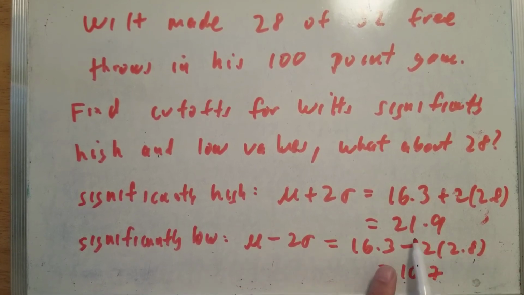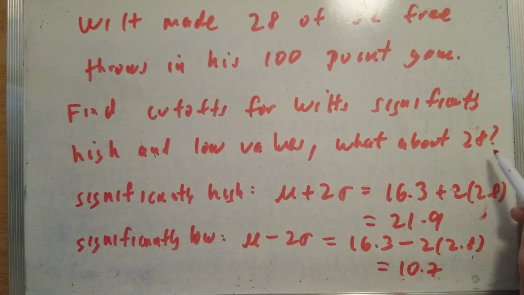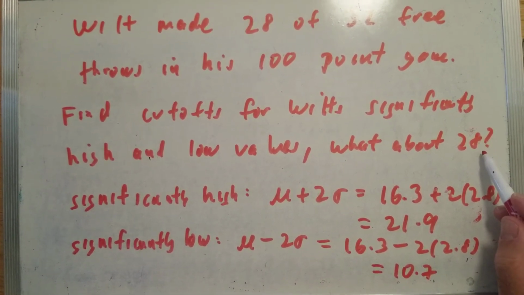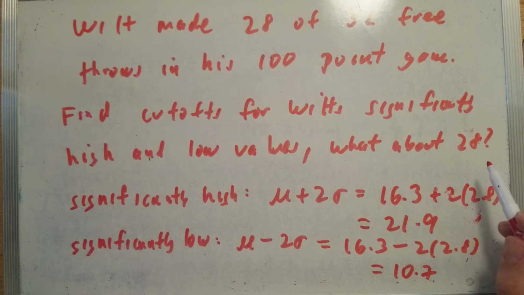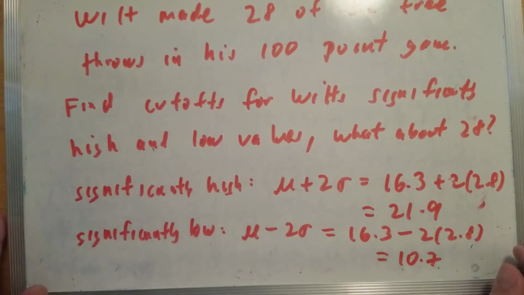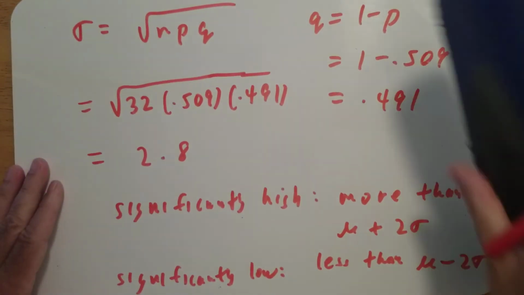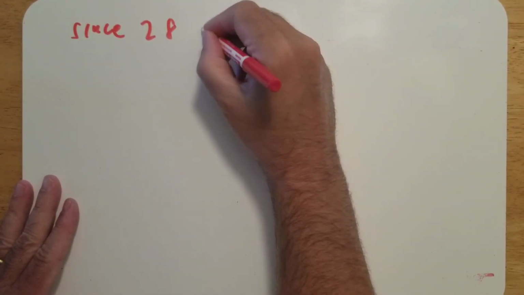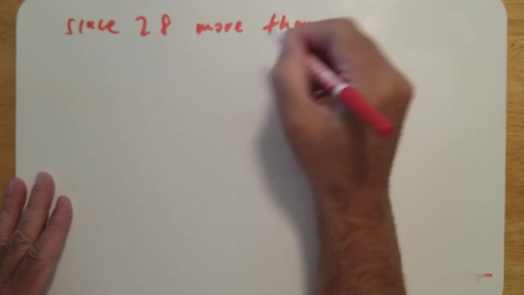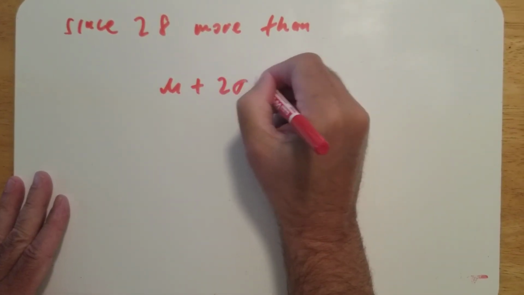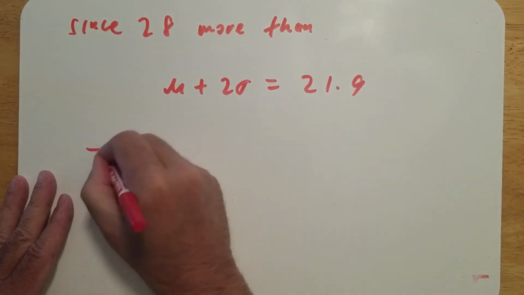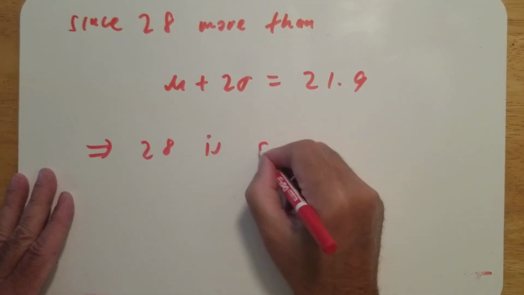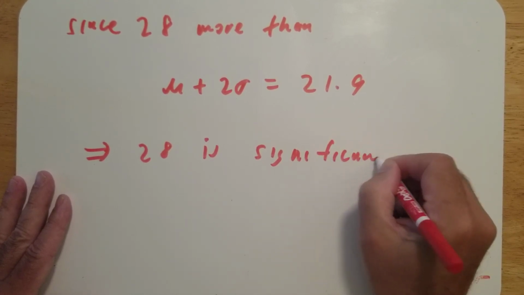So anything above 21.9 would be significantly high. So that 28 that he got in that one game was a significantly high number of free throws for Wilt to make out of 32. Since 28 is more than mu plus 2 sigma, which was 21.9, 28 is significantly high.